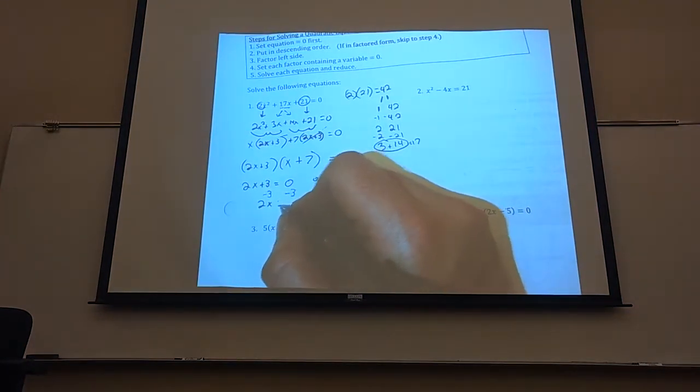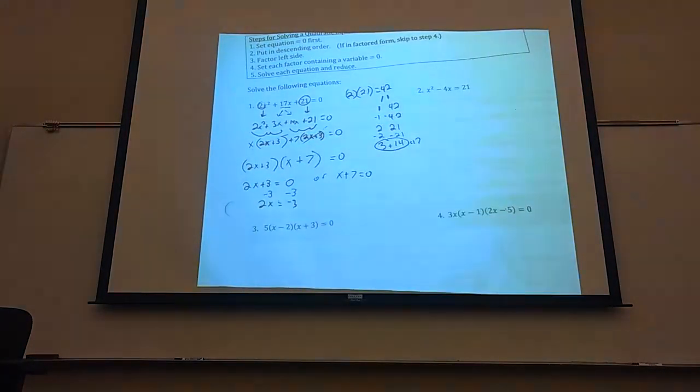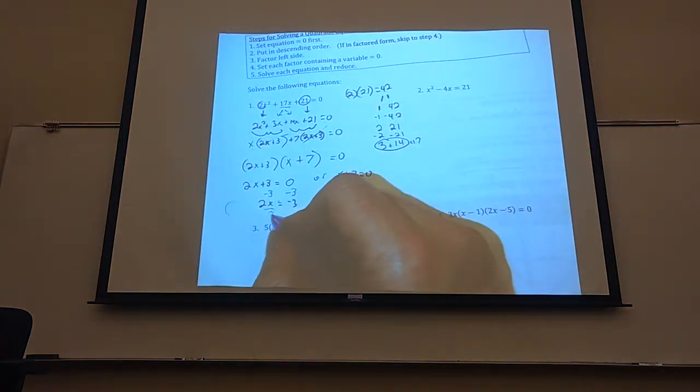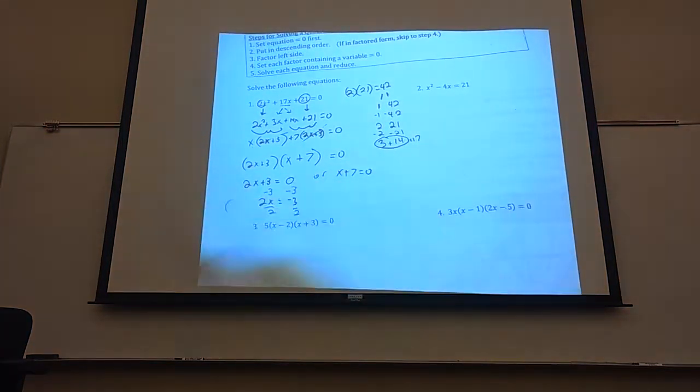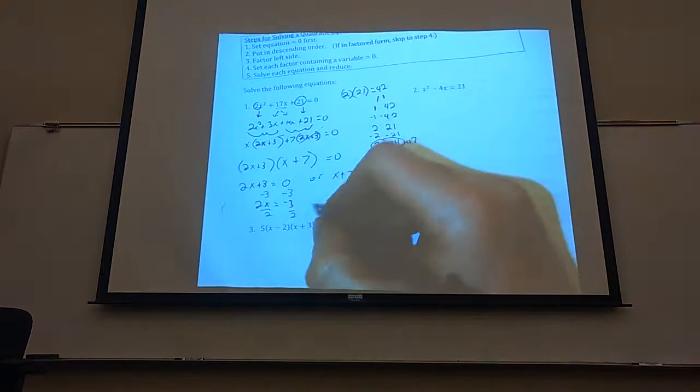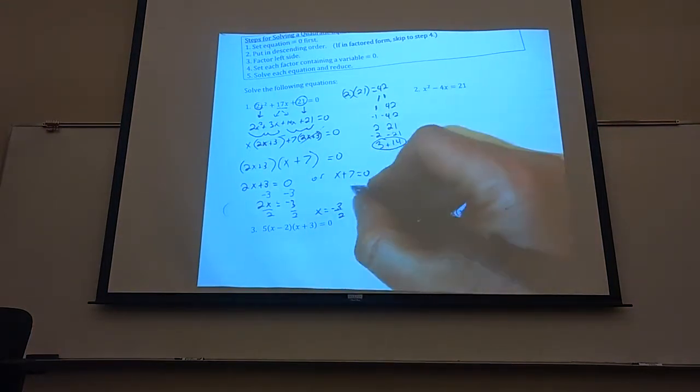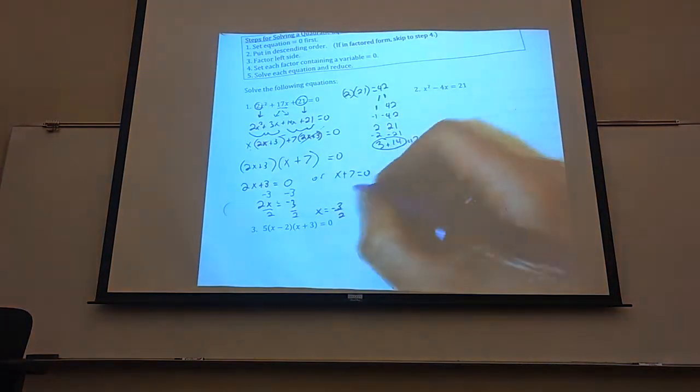Subtract the 3 and divide by 2. This one we just subtract the 7.